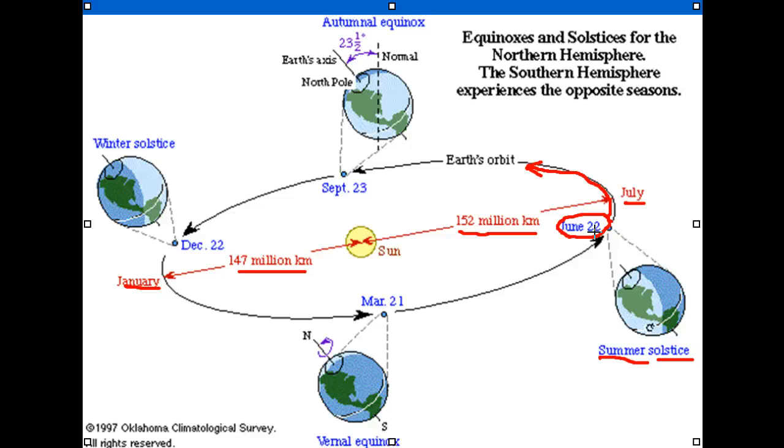Now let's look at the tilt of the Earth and see why it's summer in the north. So over here we're going to look at this diagram right here, and you'll see that part of it is dark, that's this part right here, and part of it is lit up, that's this part here. And you can see that the United States is right here.